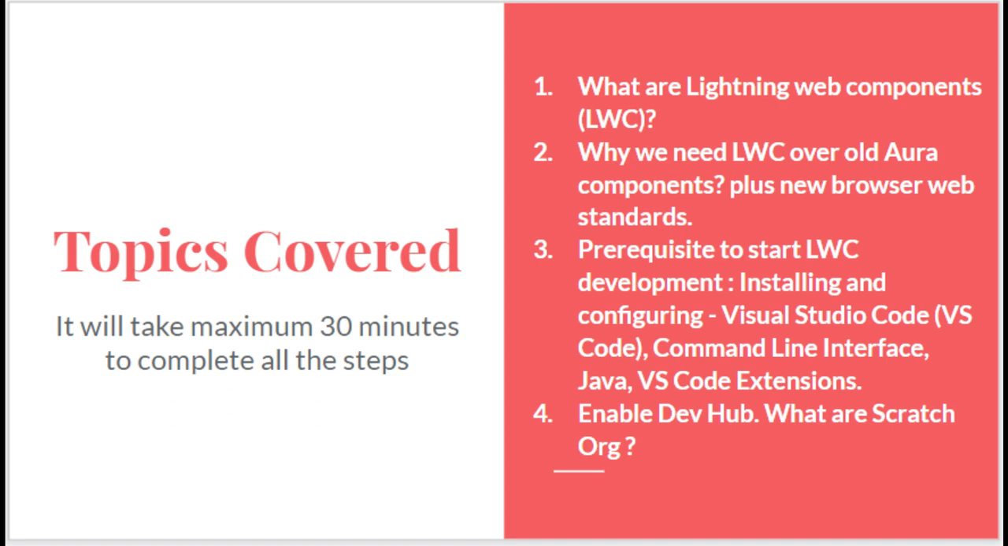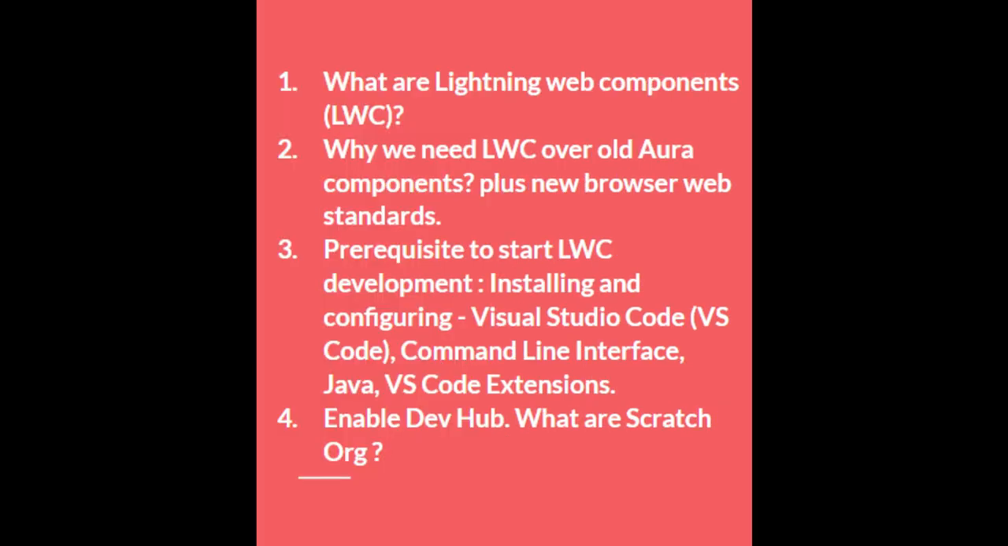So I will explain what Lightning Web Components, also known as LWC in short, are, and why we need LWC when we already have Aura components in existence. Then how to install Salesforce CLI, that is command line interface, then installing the Java SDK, installing Visual Studio Code. After installing, we will also show you how to add extensions to your Visual Studio Code. After that, I will also explain how to enable DevHub and what scratch orgs are in your Salesforce.